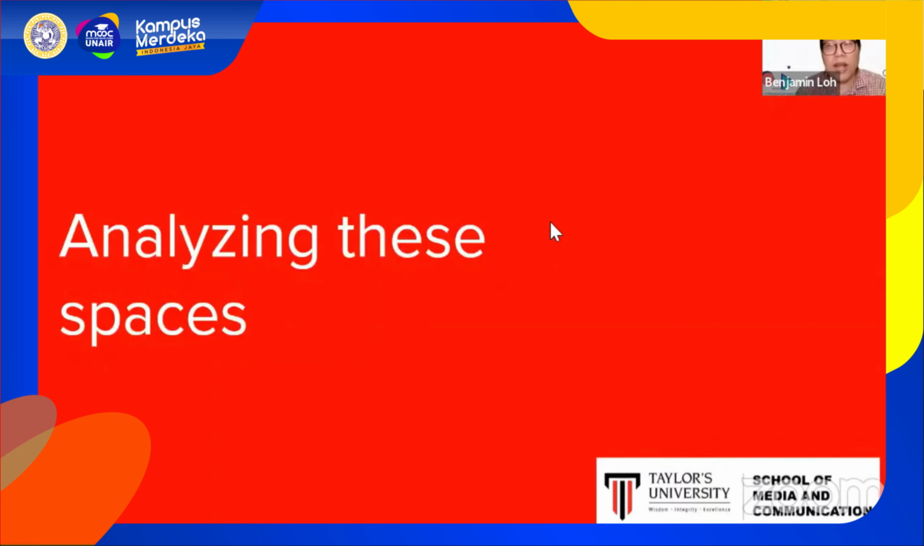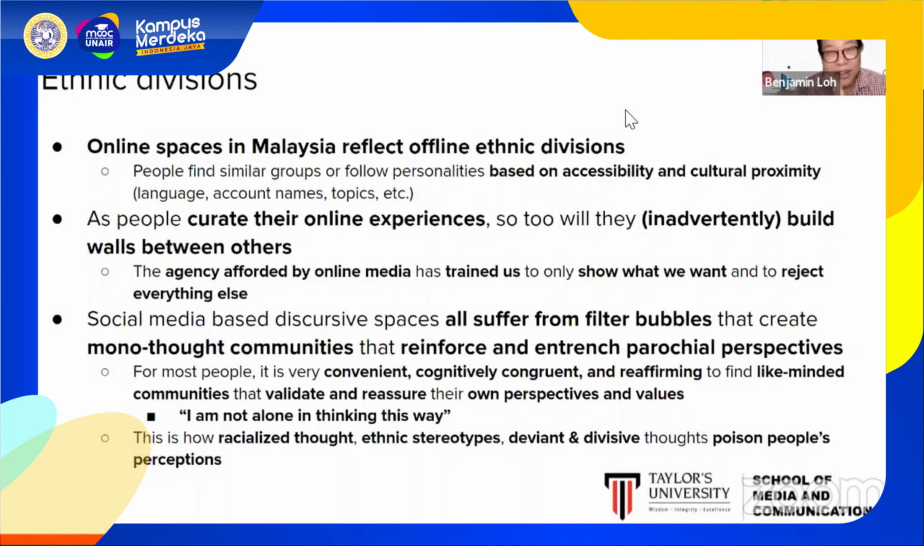So how then do you analyze these spaces? I know I'm running a little bit short on time, so I'm going to try to wrap this up very, very quickly. Online spaces in Malaysia tend to reflect their offline ethnic divisions. People from similar groups tend to follow personalities based on accessibility and cultural proximity. If we share the same language, I see that your account name is similar to mine, that kind of thing, and we also like the same topics.